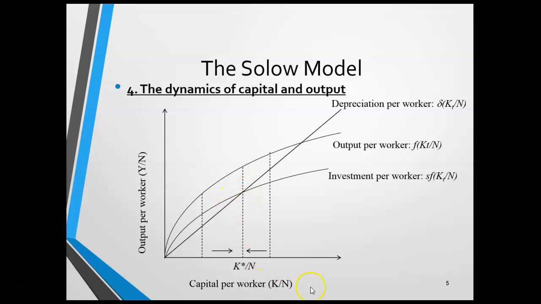By the same token, if the capital stock is very large, if you're to the right of this level K star over N, investment is generally smaller than depreciation, and that means the capital stock is going to shrink over time. The marginal product of capital then is actually increasing because we now have less capital, and eventually we're going to move to the same position here where investment is exactly equal to depreciation.